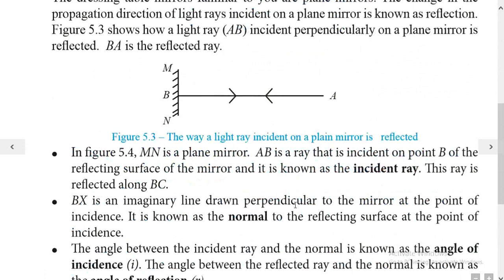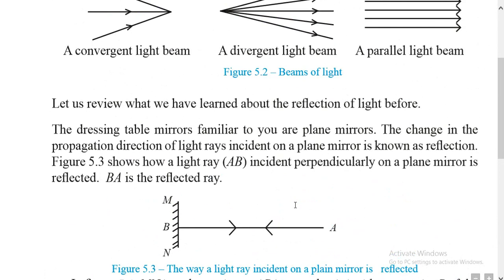We are going to the next part. These are the mirrors. It is very important, mirrors. Especially we identify two types of mirrors: plane mirrors and curved mirrors. In this lesson we deeply focus on the curved mirrors, and first we identify the plane mirrors. For plane mirrors you have the experience; the best example is your dressing table mirror.